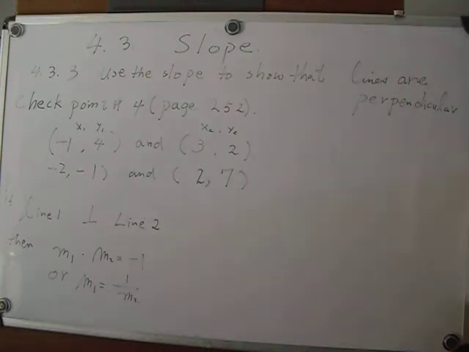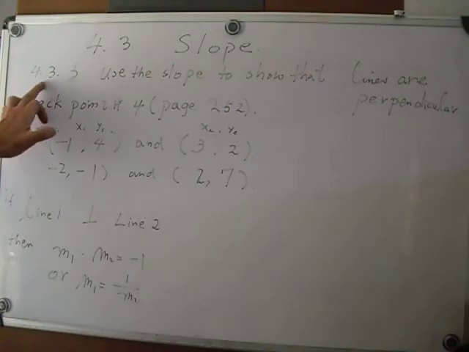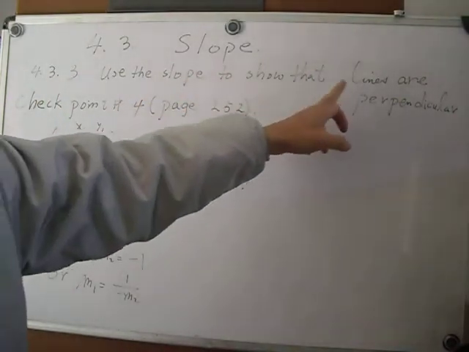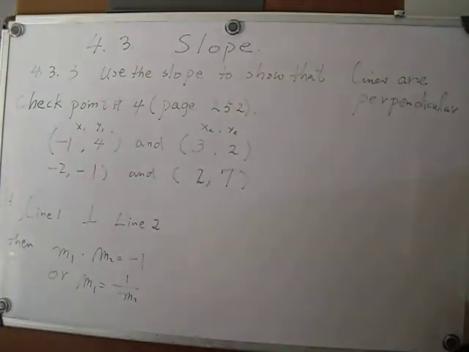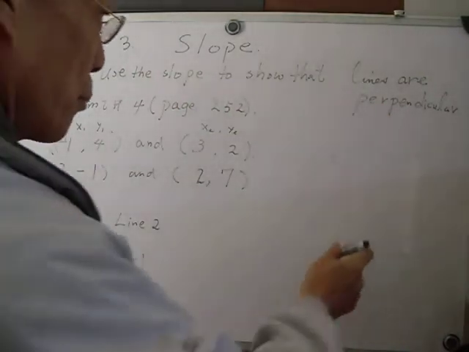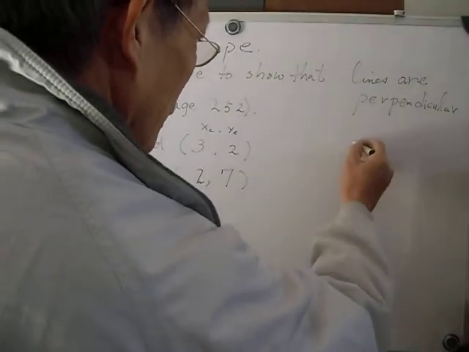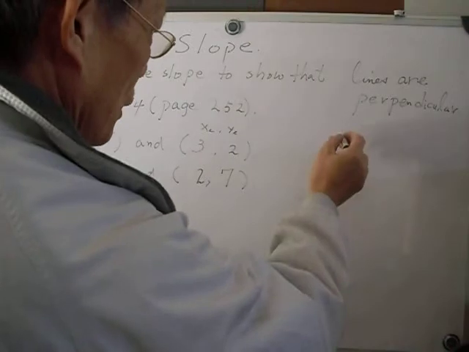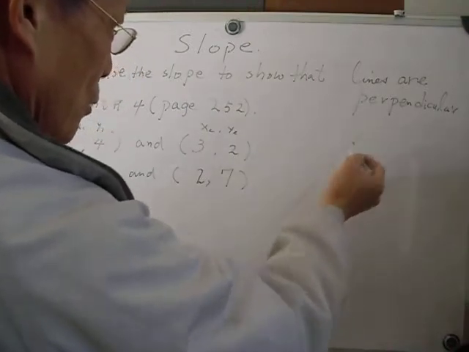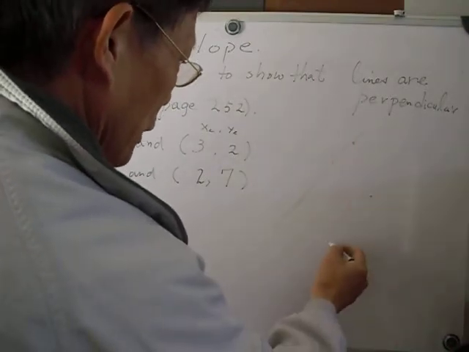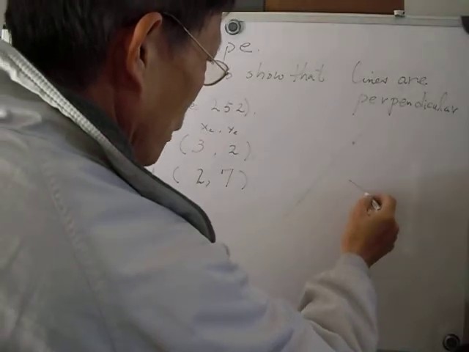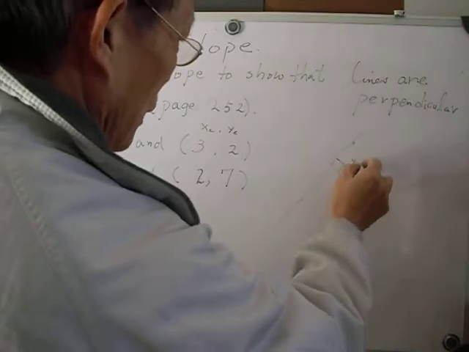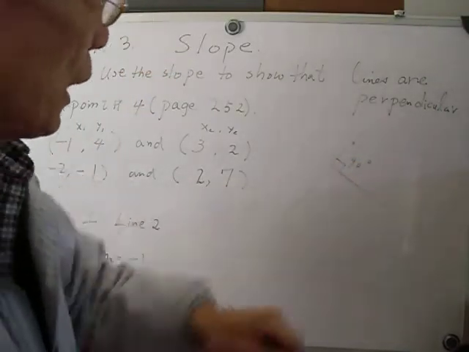Okay, in section 4.3, use the slope to show that the lines are perpendicular. Again, just like in the previous section, the line passing through the first 2 points and the line passing through another 2 points, if they are perpendicular, it looks like this. Perpendicular meaning they are crossing each other with a 90-degree angle.